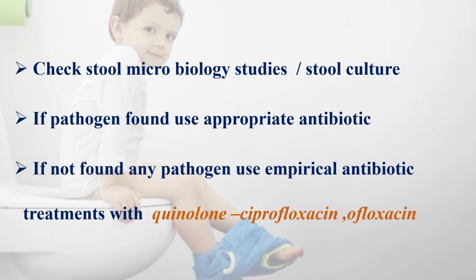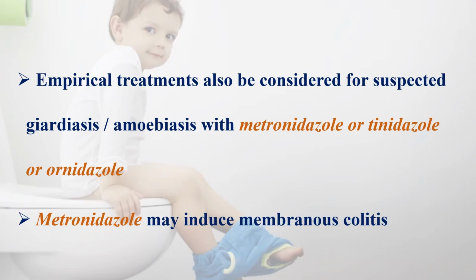Check stool microbiology studies or stool culture. If a pathogen is found, use appropriate antibiotics. If no pathogen is found, use empirical antibiotic treatment with a quinolone antibiotic, for example ciprofloxacin or ofloxacin. Empirical treatment can also be considered for suspected giardiasis or amoebiasis with metronidazole, tinidazole, or ornidazole.